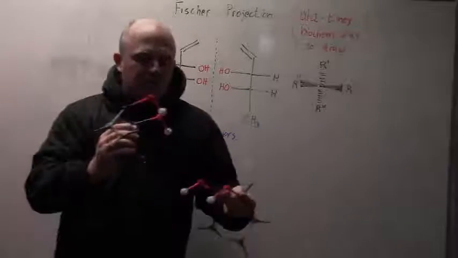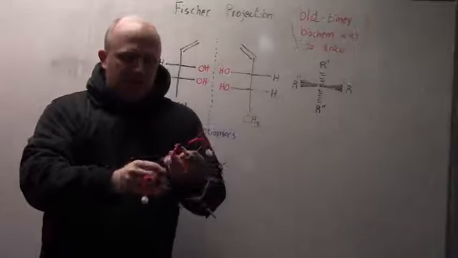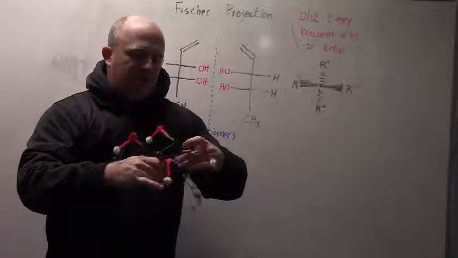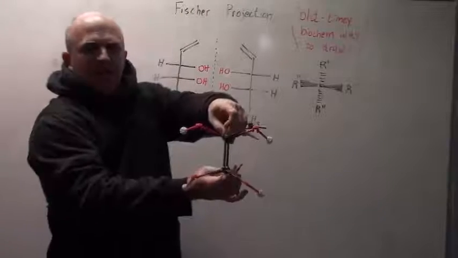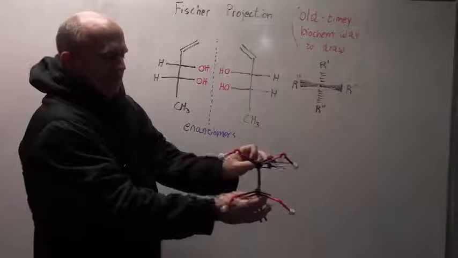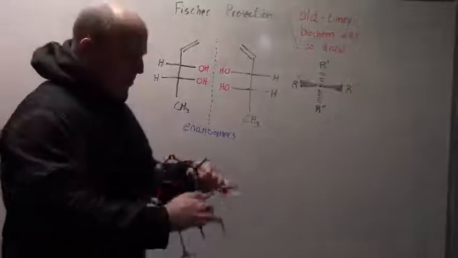And then once you try superimposing these on top of each other, what you'll quickly realize is that if you have the double bonds aligned with each other and the methyls aligned with each other, then the OHs end up on opposite sides. So this is clearly non-superimposable mirror images.